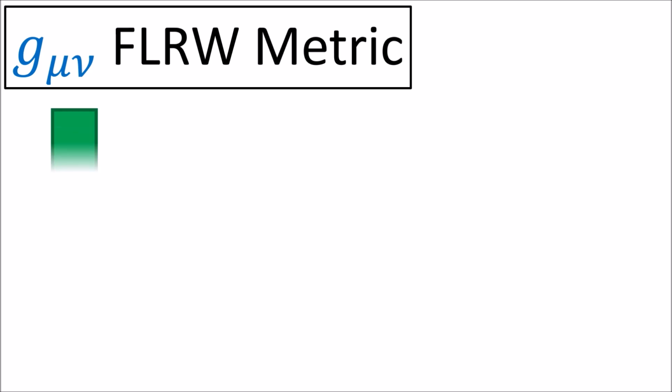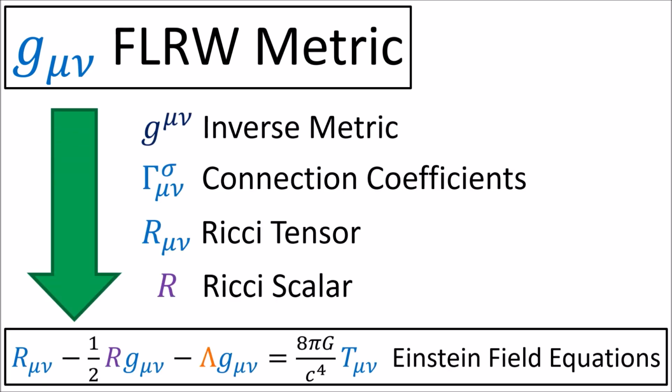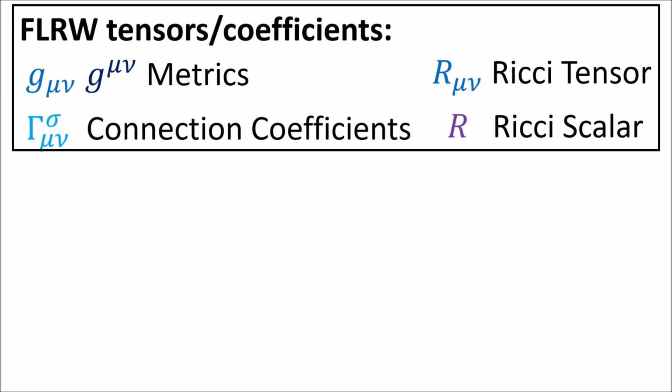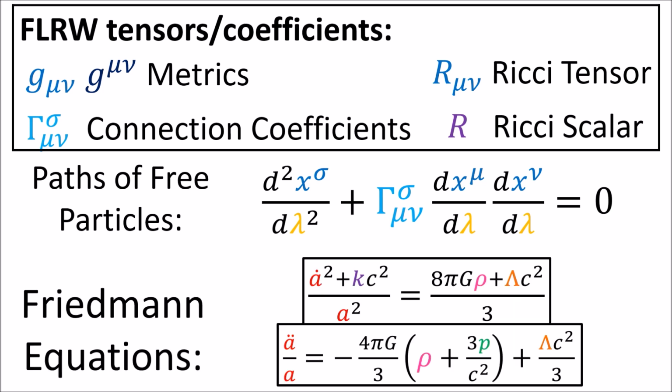So we have all the required tensors on the left-hand side of the Einstein field equations. In the next few videos, we'll use the connection coefficients to calculate the paths of free particles in an expanding universe, and also plug these tensors into the Einstein field equations to derive the Friedmann equations, which determine how the spatial scale of the universe evolves over time.